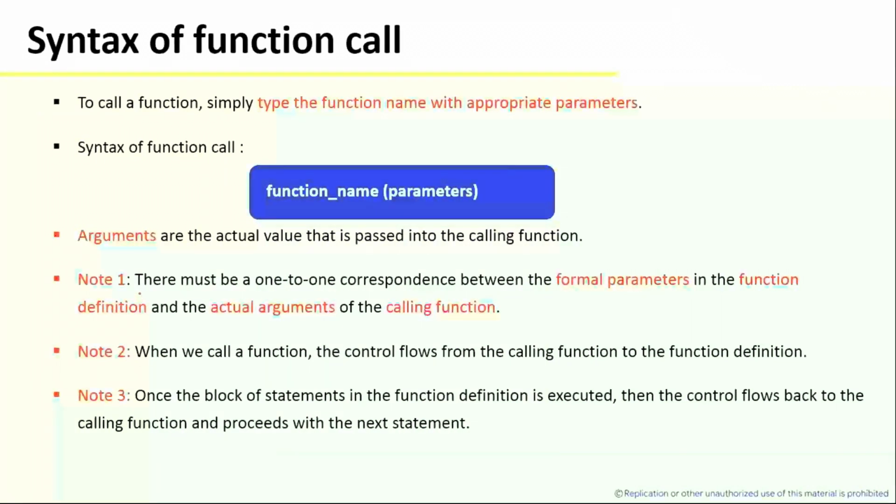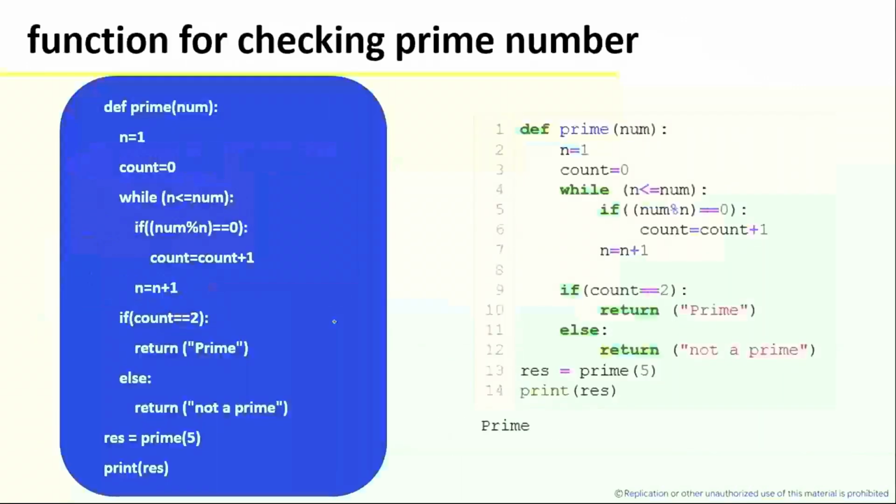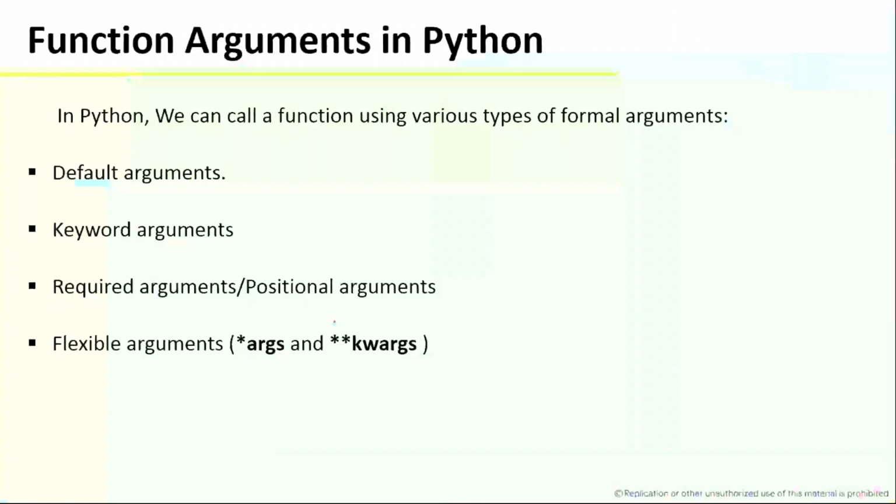There must be one-to-one correspondence between formal parameters and actual parameters. Okay, this is the basic rule. All languages support that basic rule. Now let me showcase that rule for you.